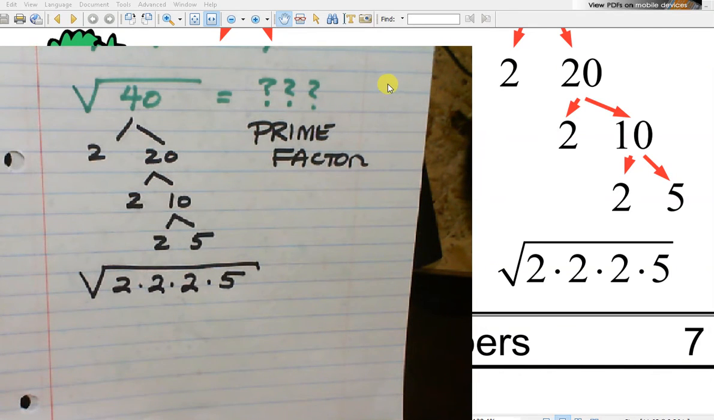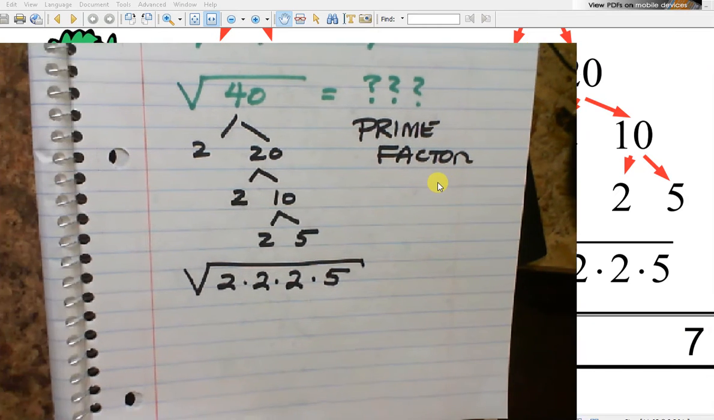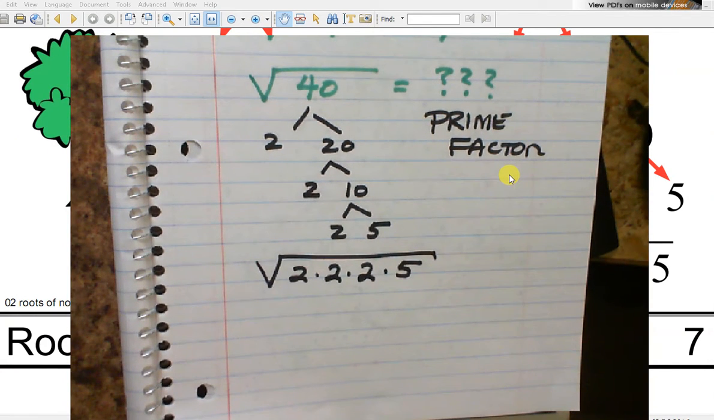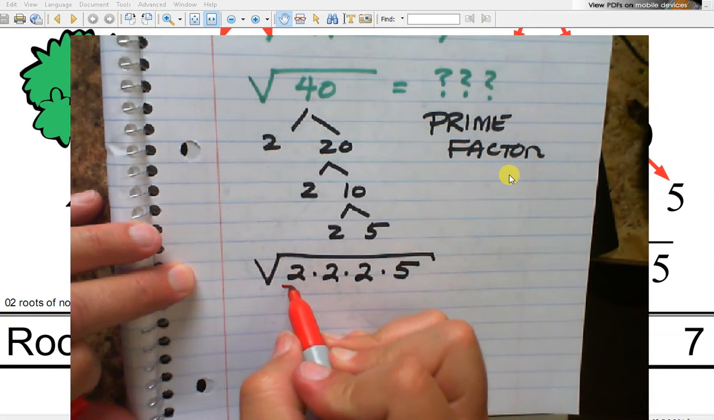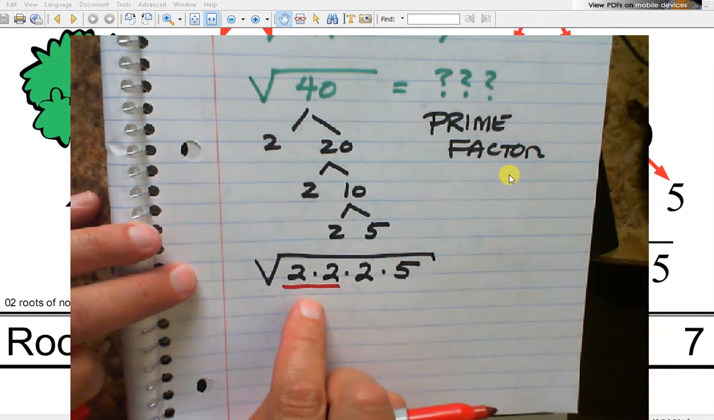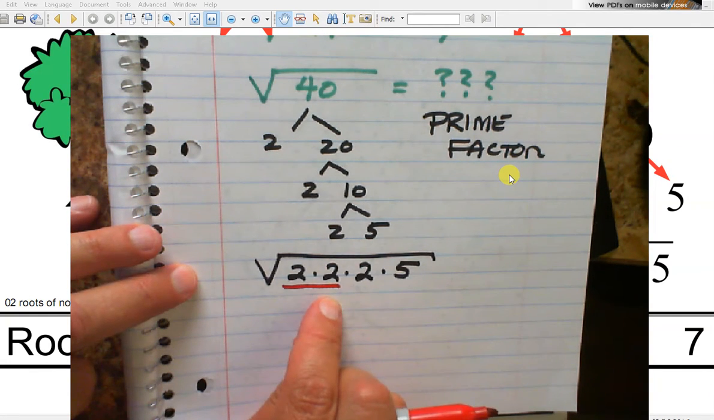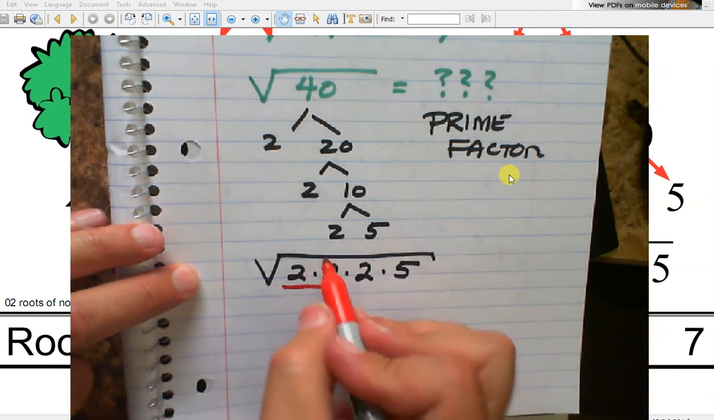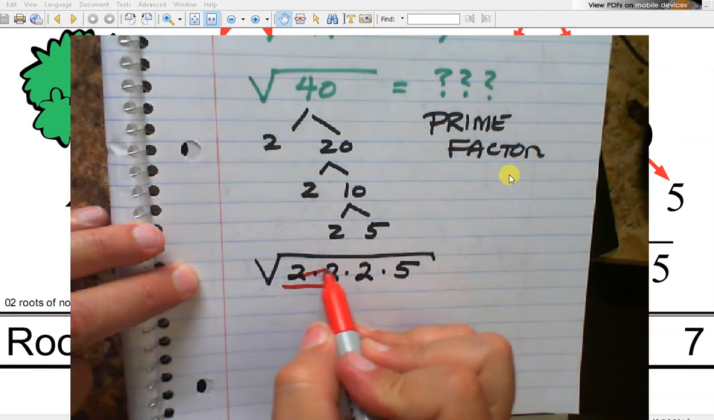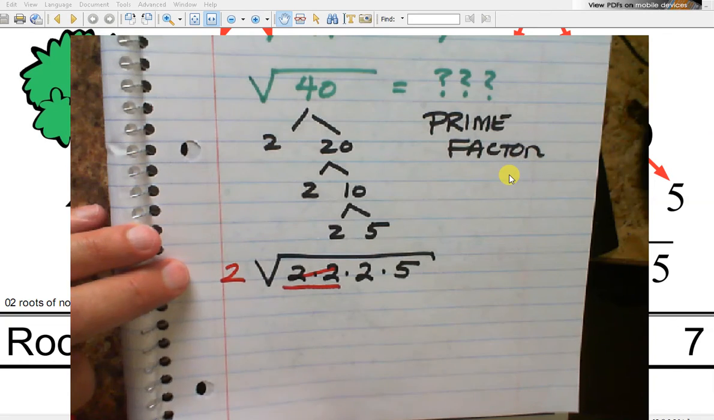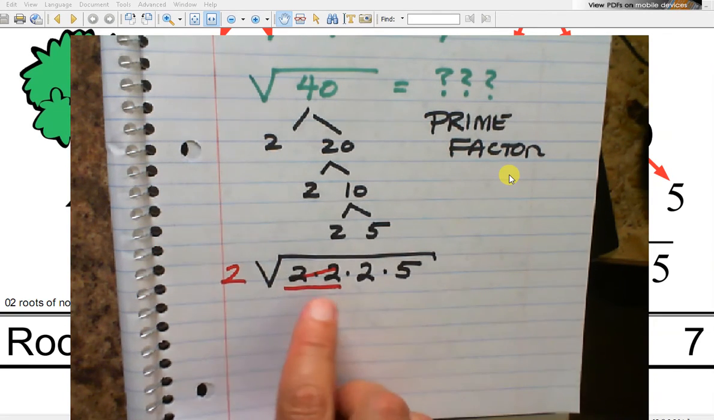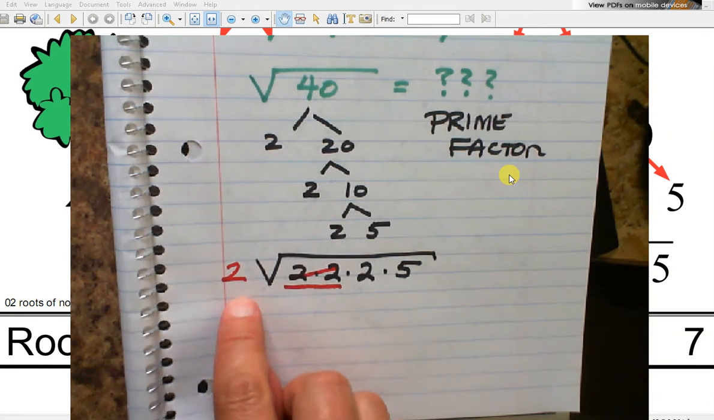Now what I'm going to do is I'm going to pull out the pairs. I want you to look at these guys right here. What is 2 times 2? Well, 2 times 2 is 4. And do you know the square root of 4? Yes, the square root of 4 is 2. So this little piece of it right here, I can bring out front. Because I know the square root of 4. 2 times 2 is 4, so I bring it out like that.